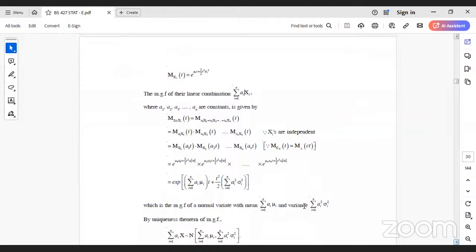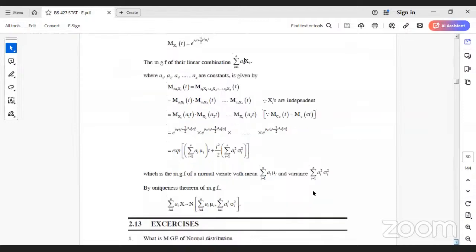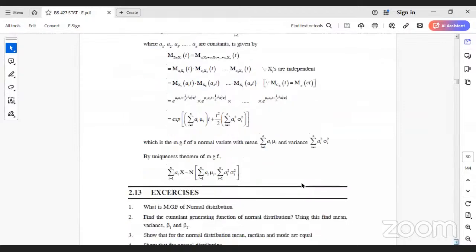So the expectation is e power summation of i equal to 1 to n ai mu i into t, plus t square by 2 summation of i equal to 1 to n ai square sigma i square, which is the moment generating function of the normal variate with mean summation ai mu i and variance summation ai square sigma i square. By the uniqueness theorem of the moment generating function, the sum of ai xi is normal with mean summation of i equal to 1 to n ai mu i and variance summation of i equal to 1 to n ai square sigma i square.